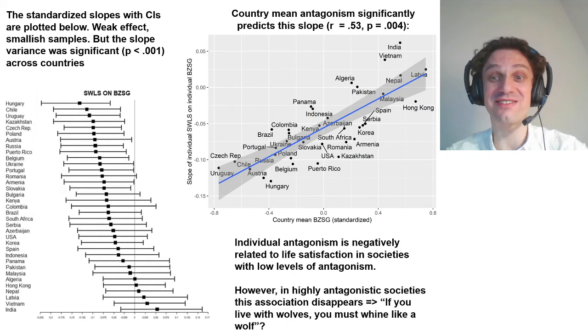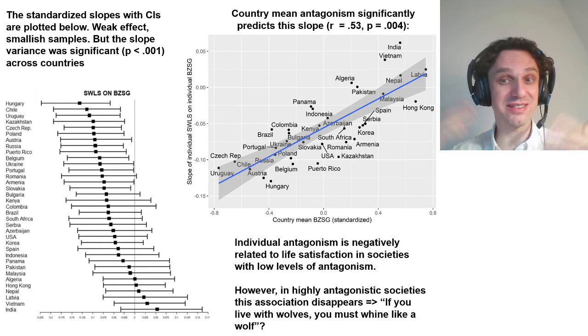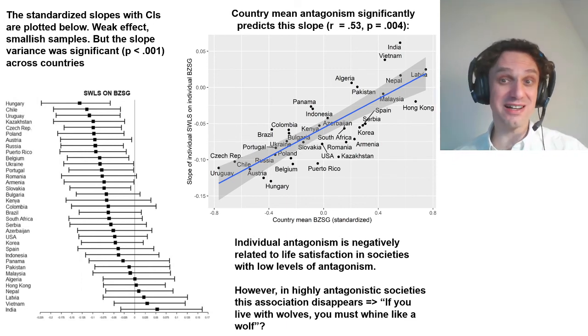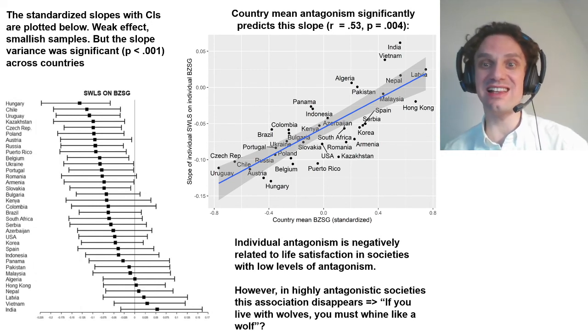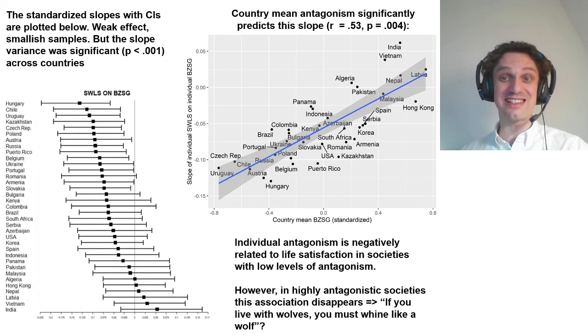There the effect was even stronger, and we had an explanation that maybe in countries where people believe in competition, where people always compete against one another, negative emotional experiences are just part of daily life, and they are not related to satisfaction with life in a negative way as strongly as in countries where people are less antagonistic.